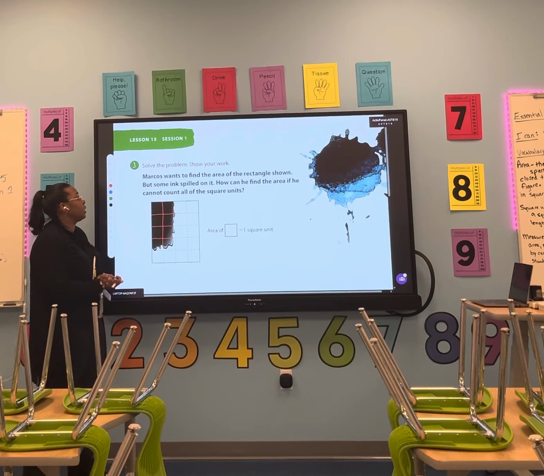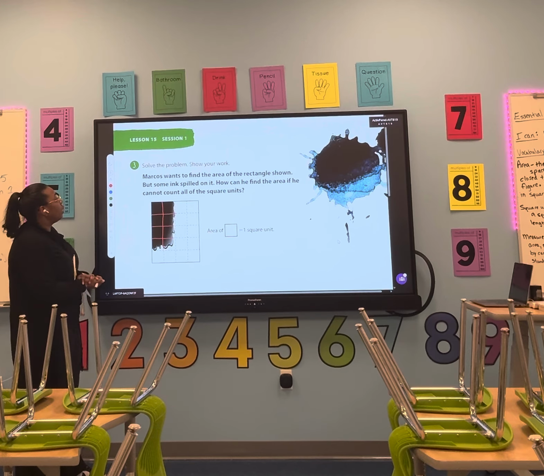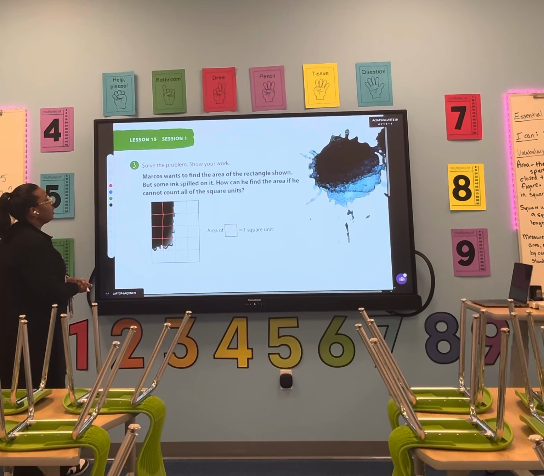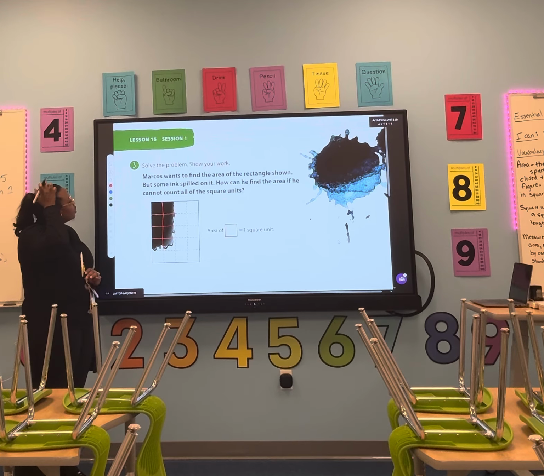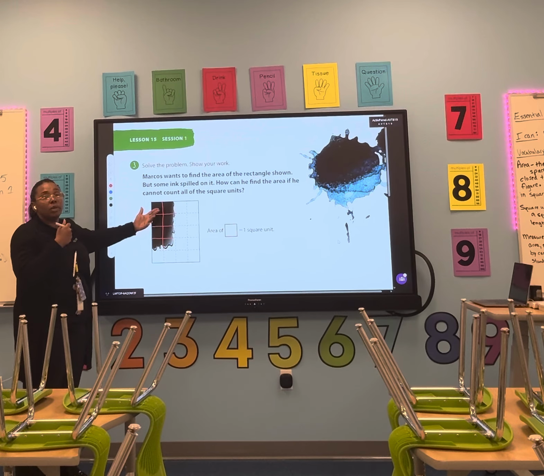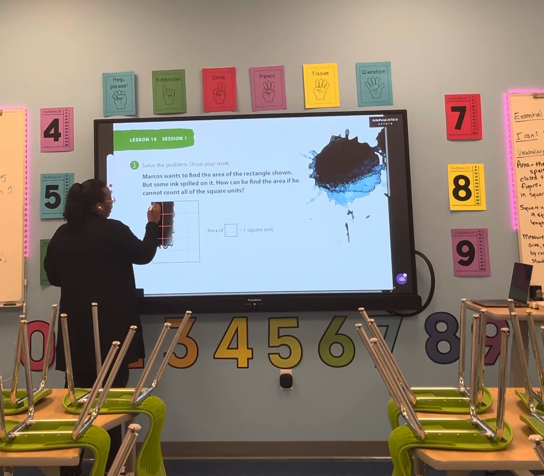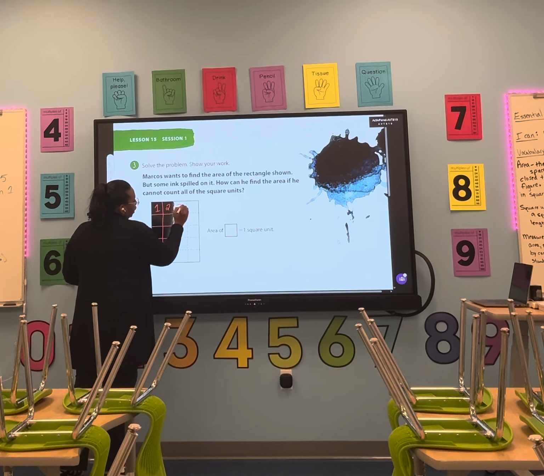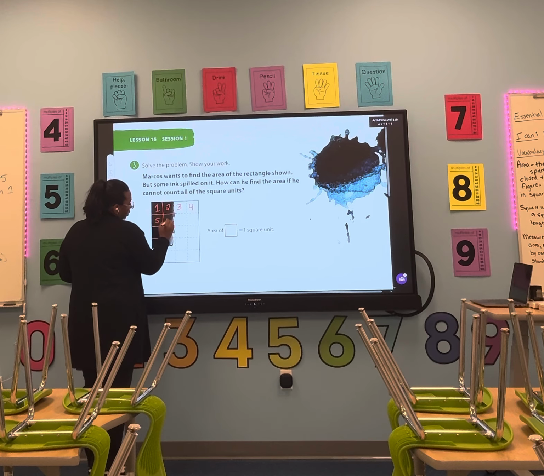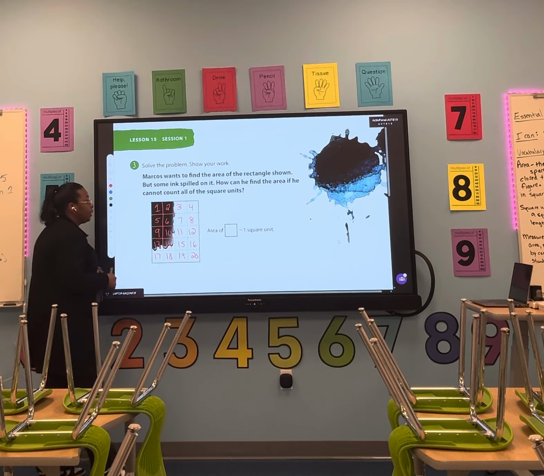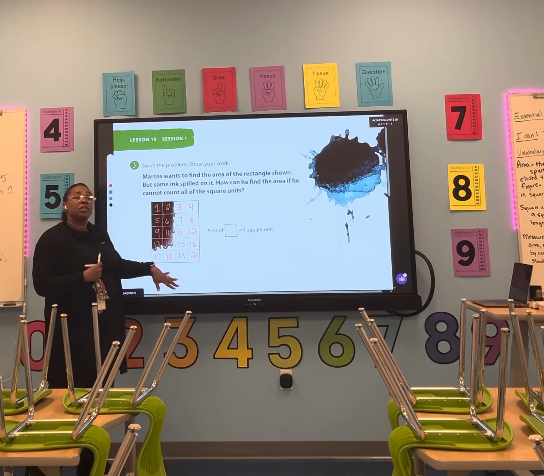Now all we have to do is count our squares so we can figure it out, because it says, how can he find the area if he can't count all the square units? So we can do this, and now we can count our square units. So this will be 1, 2, 3, 4, 5, 6, 7, 8, 9, 10, 11, 12, 13, 14, 15, 16, 17, 18, 19, 20. All right, so this would give us an area of 20.